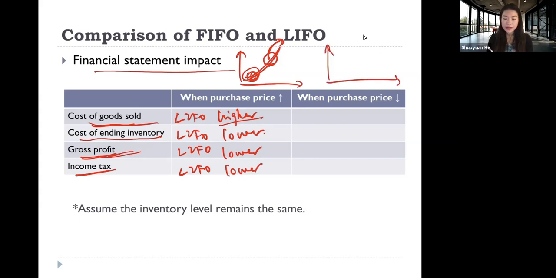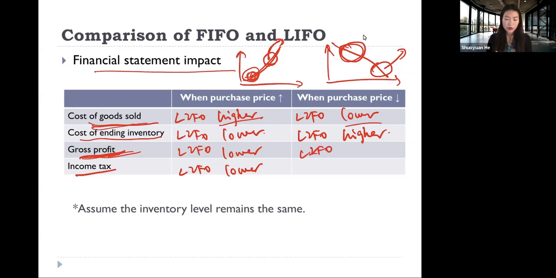However, when the purchase price goes down, LIFO would give you lower cost of goods sold because this inventory goes out, and what we have left are higher prices. So cost of ending inventory under LIFO will be higher. And then gross profit, because cost of goods sold is lower, under LIFO, gross profit is higher. And then income tax is higher as well.